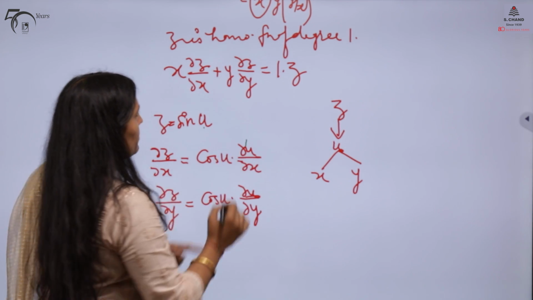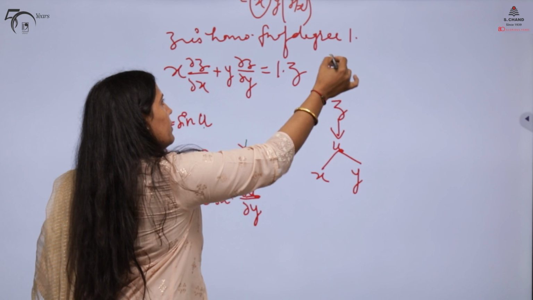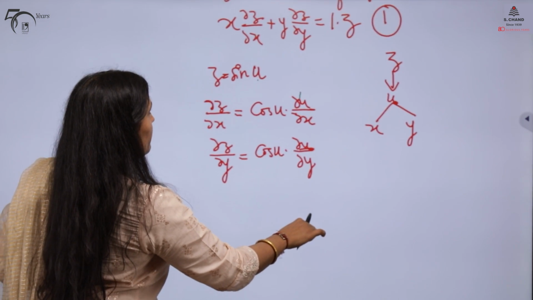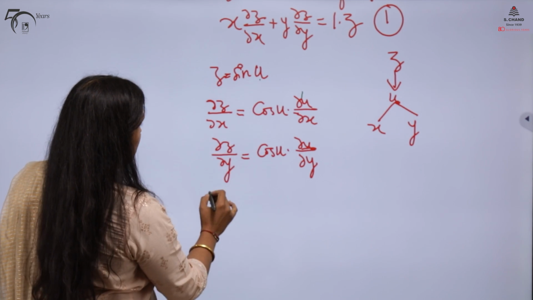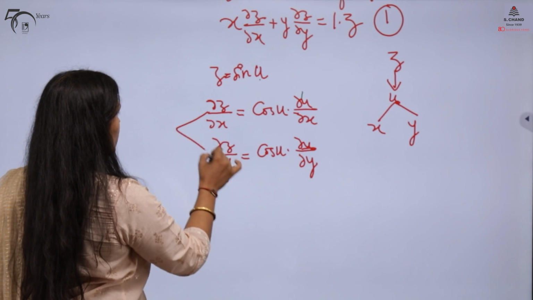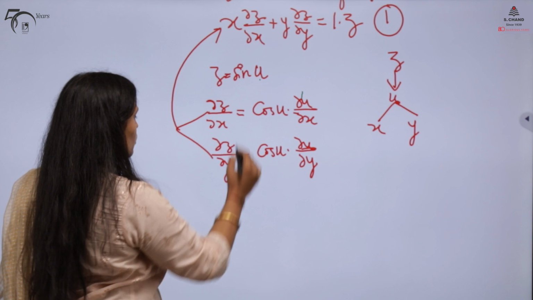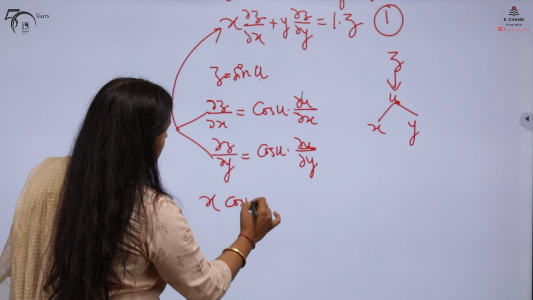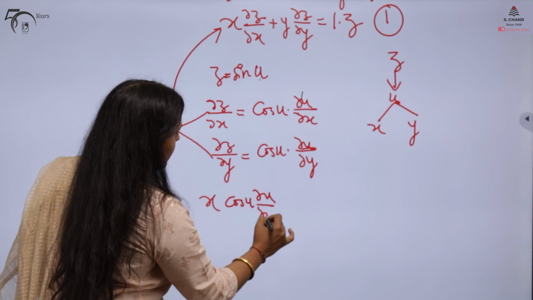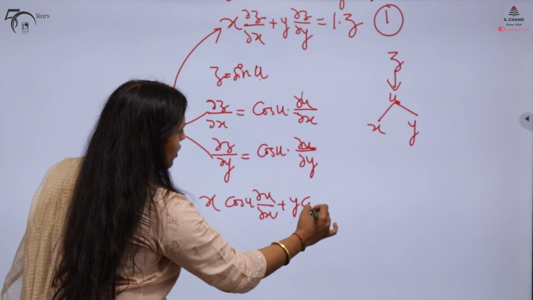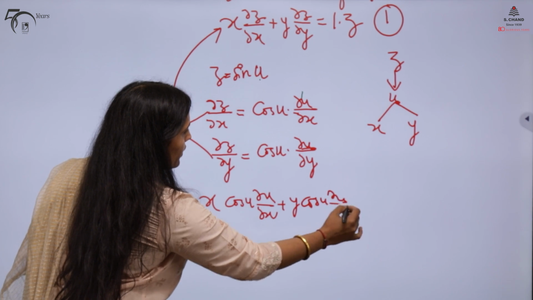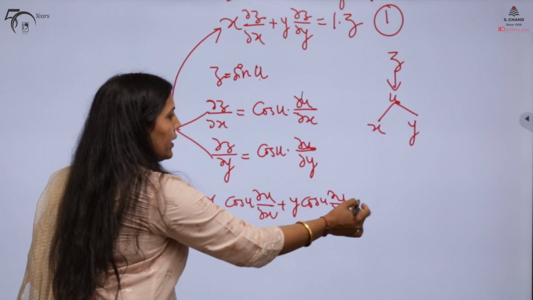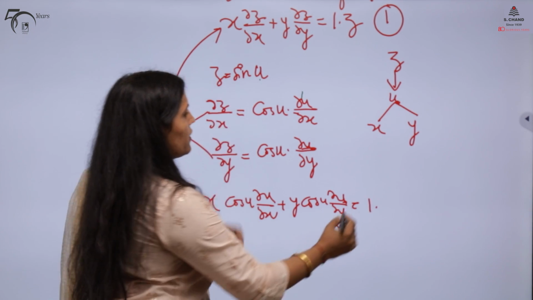These values you will be substituting in this equation. You can number it as 1. Put the values in this expression, these two values. When you substitute them, you will get x into cos u del u by del x, plus y cos u del u by del y, equal to 1 into z. And what was your z? Z is your sine u.